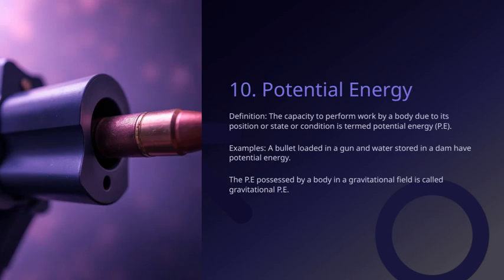Now, let's talk about potential energy. The potential energy possessed by a body in a gravitational field is known as gravitational potential energy. Imagine an object like a bullet loaded in a gun or water stored in a dam. Both of these have potential energy, which means they have the capacity to do work because of their position or condition. Potential energy, in general, is the capacity to perform work due to a body's position, state, or condition.